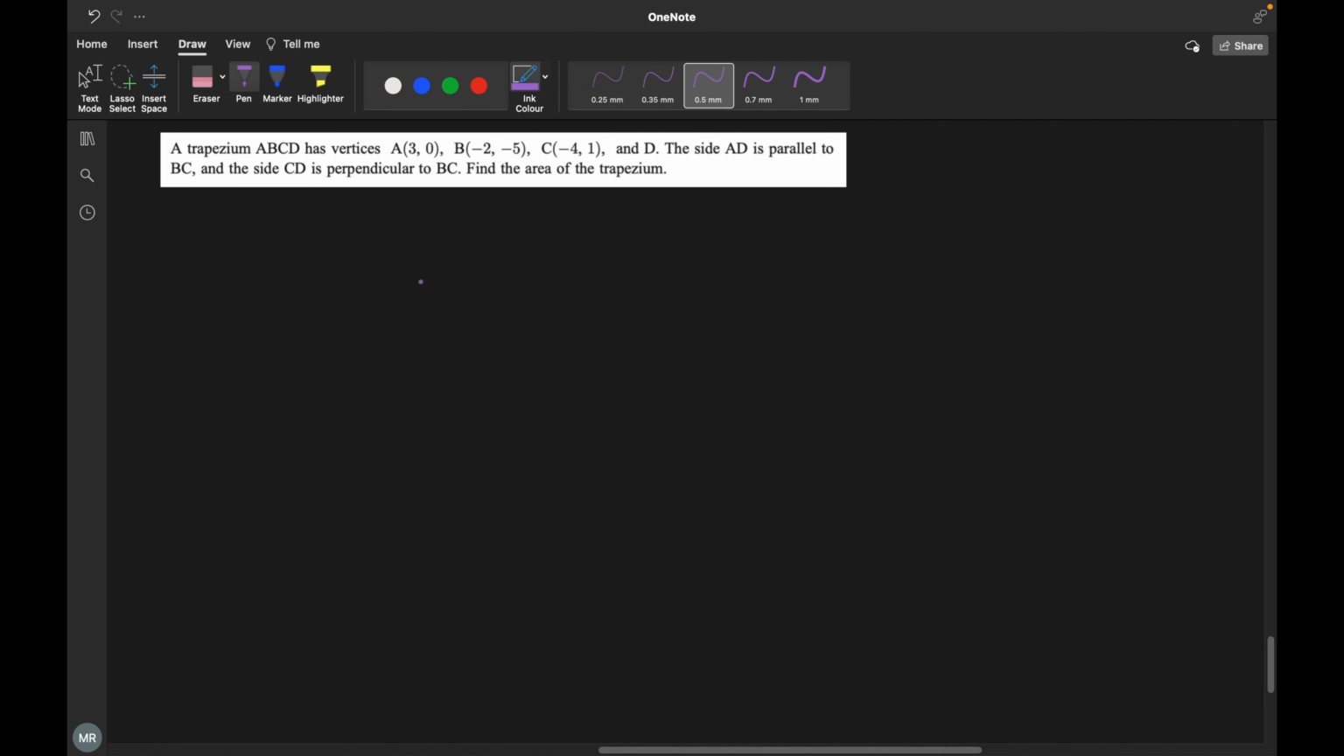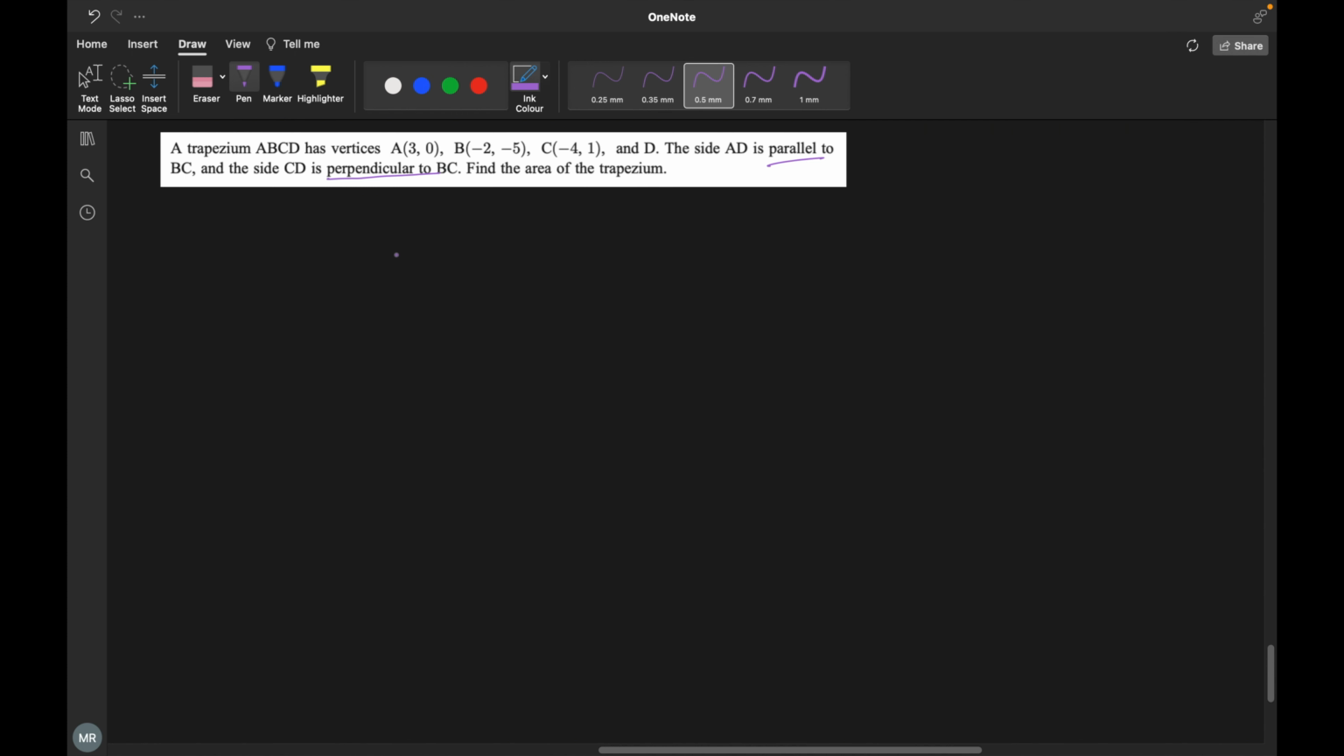Okay, first let's read the question. A trapezium ABCD has vertices A, which is 3, 0, B, which is negative 2, 5, C, which is negative 4, 1, and D. So the side AD is parallel to BC. Parallel is the keyword. And the side CD is perpendicular to BC. Find the area of the trapezium.